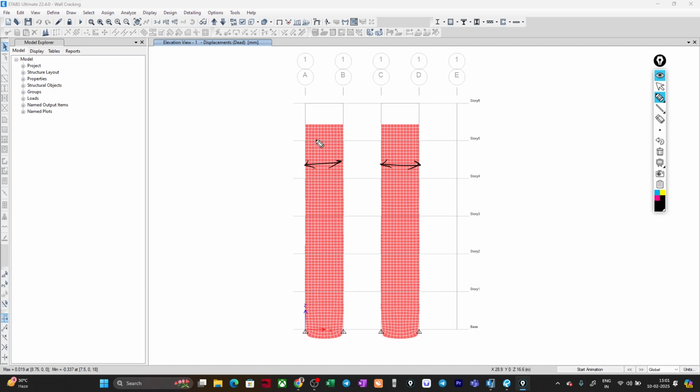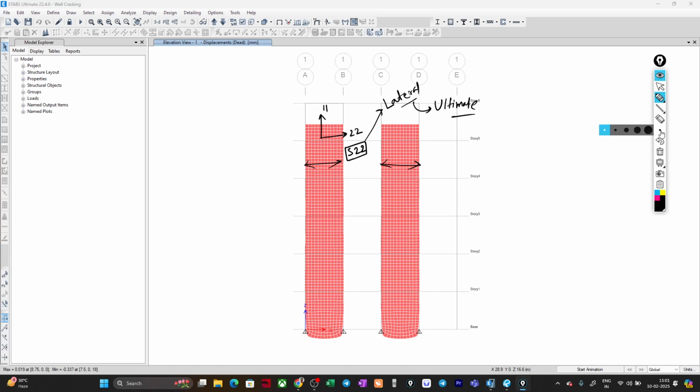As this axis is 1-1 and this axis is 2-2, this stress will basically be S22. So we'll be checking S22 with respect to which load? With respect to the lateral load that we have applied. And remember, it needs to be at the ultimate level, not at the service level, as per the code.